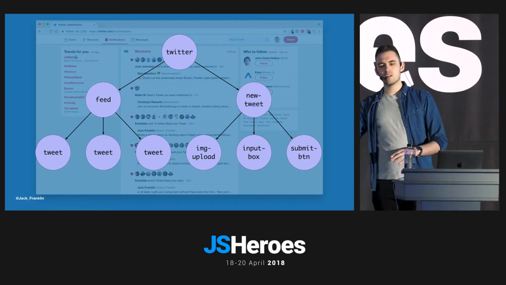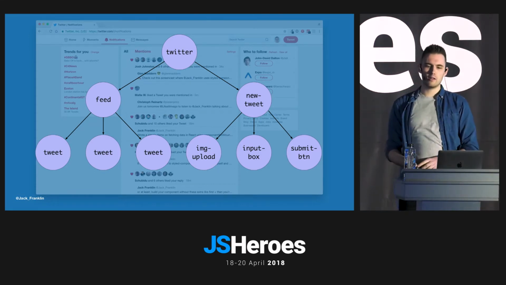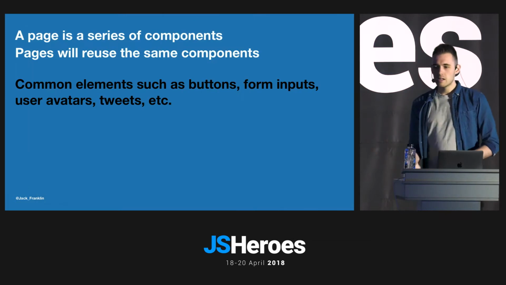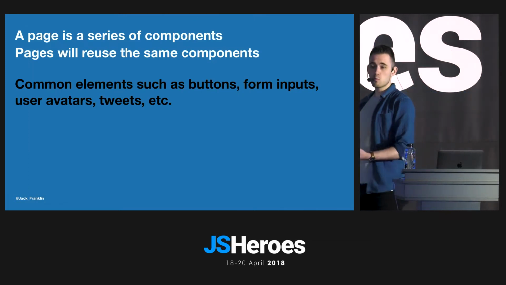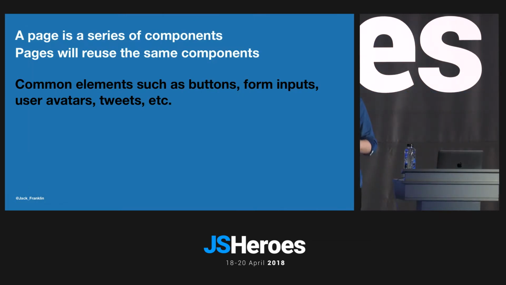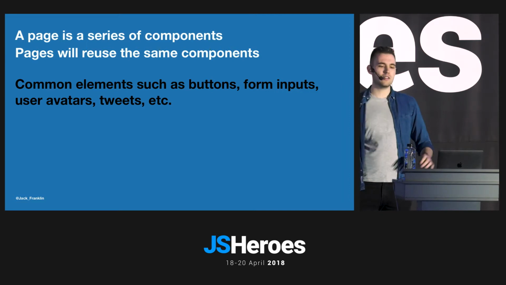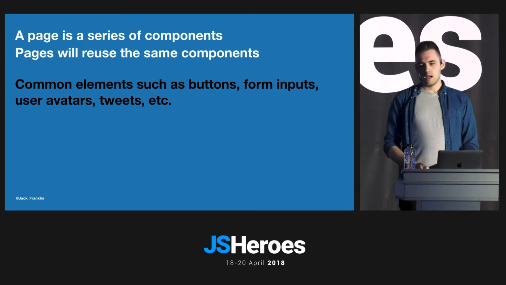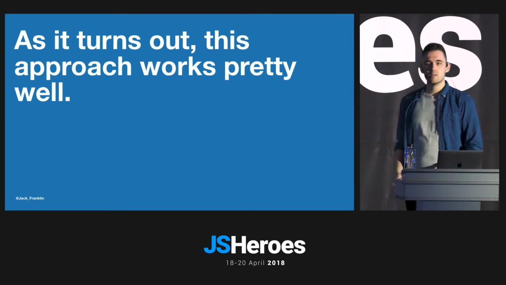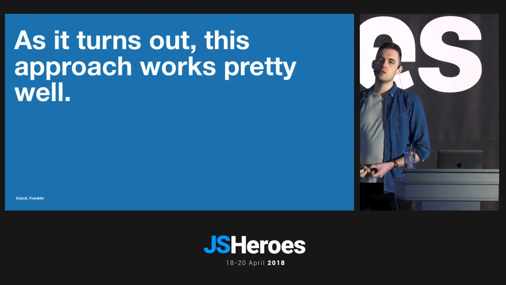And so you can start thinking about a page as a big tree of components. So pages are a series of these components. Pages will reuse common components. The tweet component on Twitter will be used in a bunch of different places. As it turns out, this approach works pretty well. It's the approach I've been working with now for two to three years.